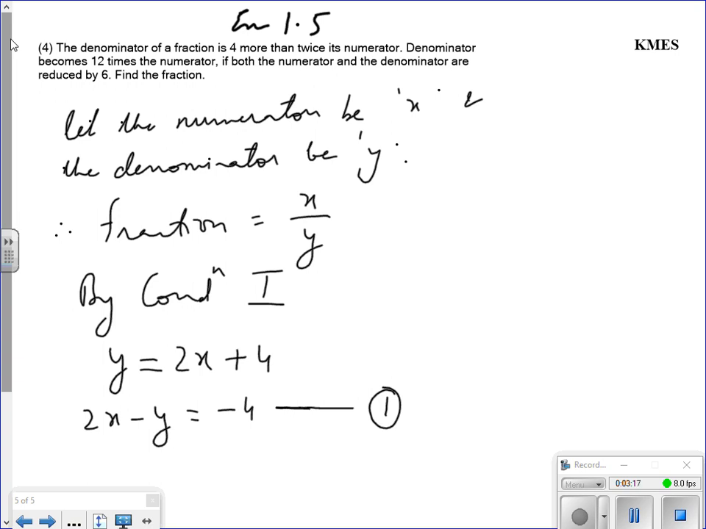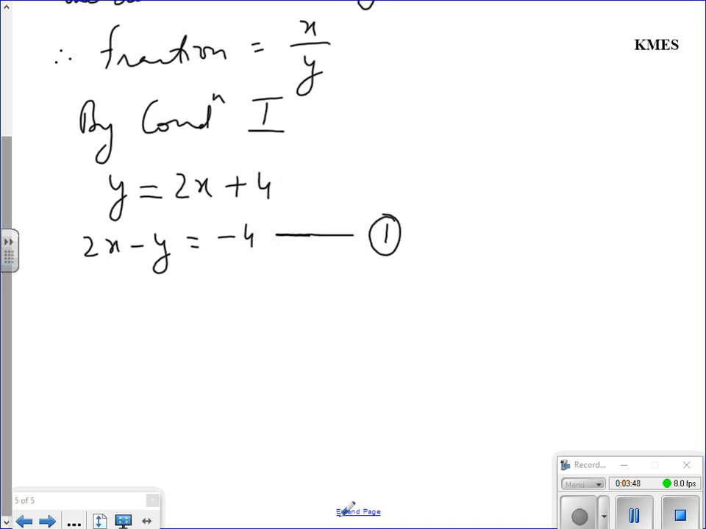If we reduce the numerator by 6, we will get x minus 6 as the numerator. If we reduce the denominator by 6, we will get y minus 6 as the denominator. The condition says the denominator becomes 12 times the numerator when we reduce both of them by 6. So the new denominator, y minus 6, is 12 times the new numerator, x minus 6.